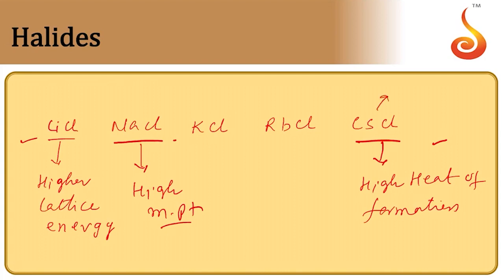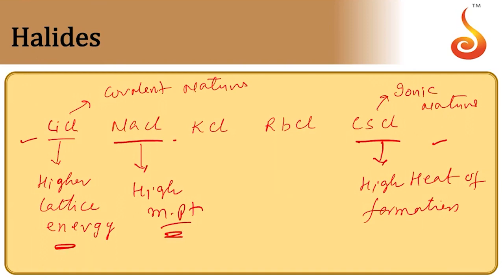So cesium chloride also has high ionic nature, more ionic nature. That implies lithium chloride is going to have more covalent nature than that. So these are the three points to understand: lattice enthalpy, melting points, and then heat of formation.